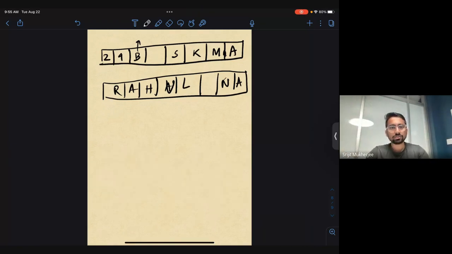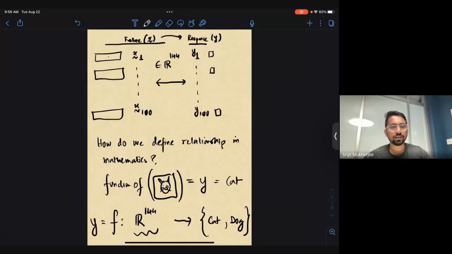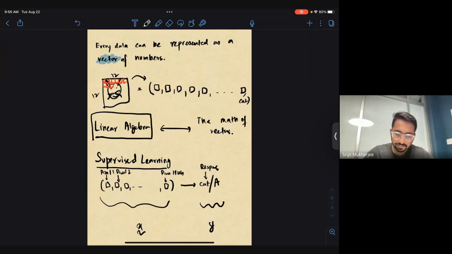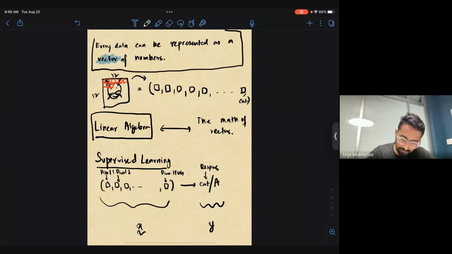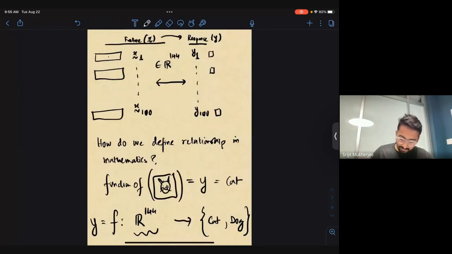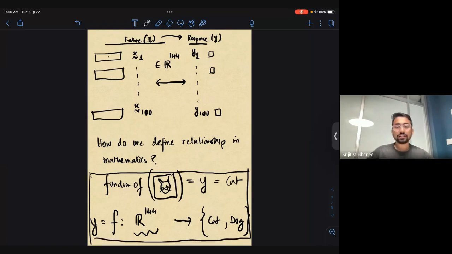Did you understand? Yes or no? If not, please tell me why you didn't understand. Did all of you understand what I have talked about right now? Every data can be represented as a vector. This is an important aspect. And what is the meaning of modeling the relationship? Okay, I will call out the names and ask.